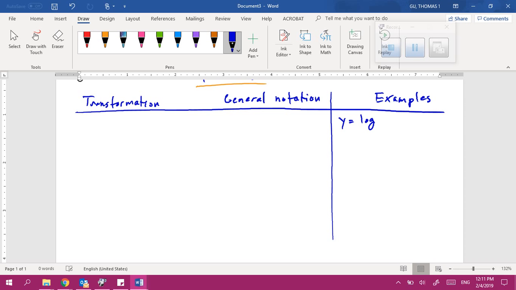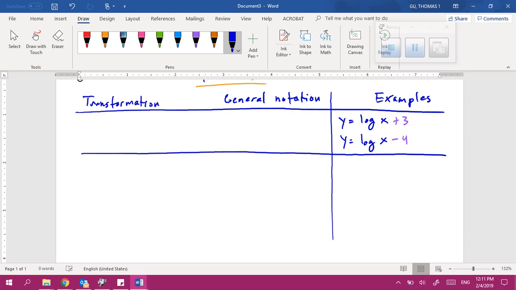y equals log of x plus 3. Also, we're going to write y equals log of x minus 4. Then I'm going to put a separating line here. y equals log of, in parentheses, x minus 2. Next, y equals log of, in parentheses, x plus 1. And these are going to be the first examples that we look at.